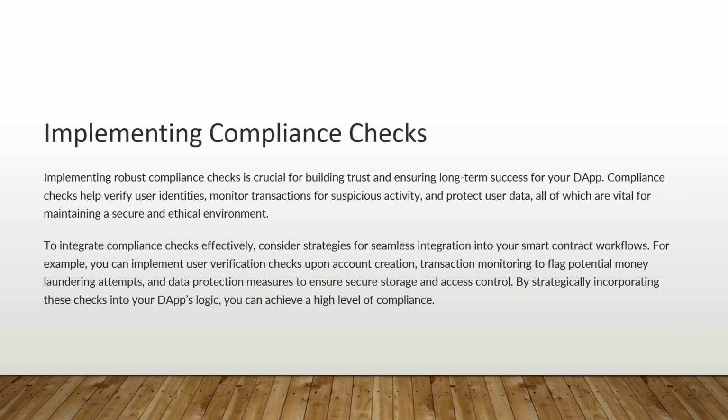Implementing robust compliance checks is essential for building trust and ensuring the long-term success of your DApp. These checks include verifying user identities, monitoring transactions for suspicious activity, and protecting user data. By integrating these checks strategically into a smart contract workflow, you can achieve a high level of compliance, ensuring a secure and ethical environment.